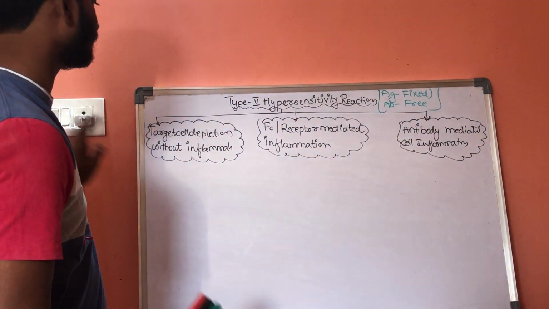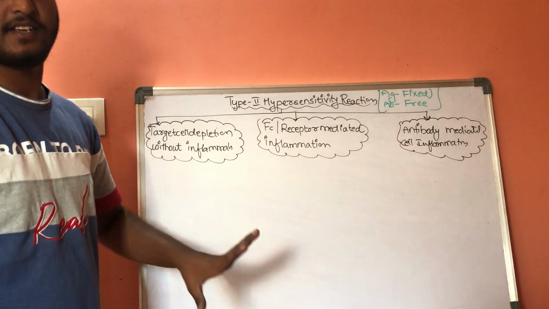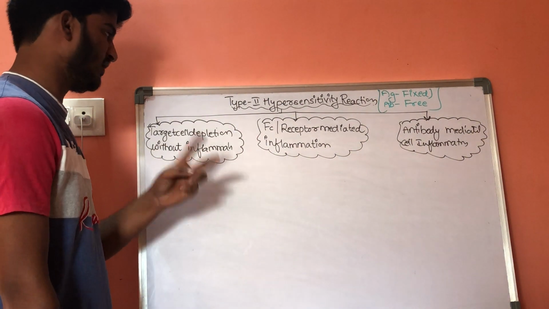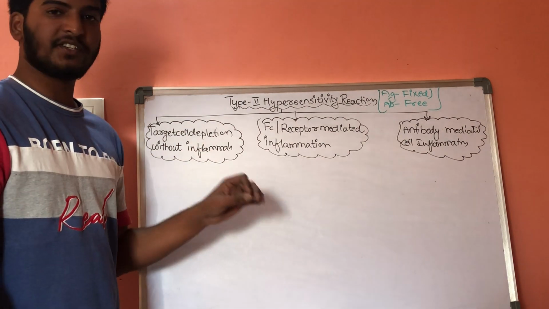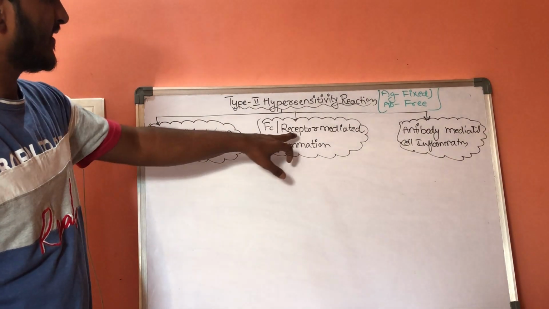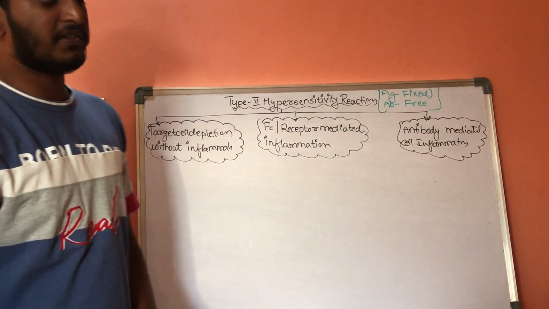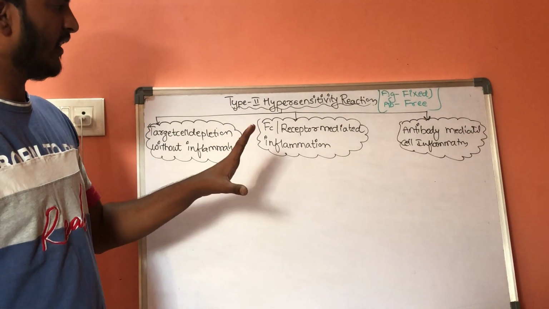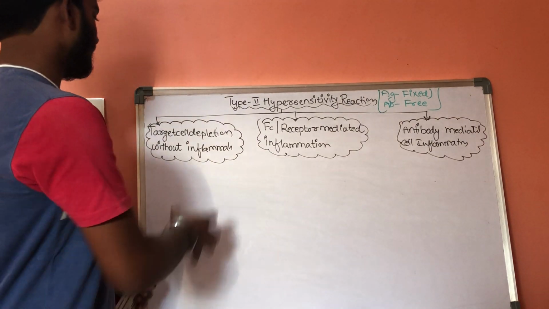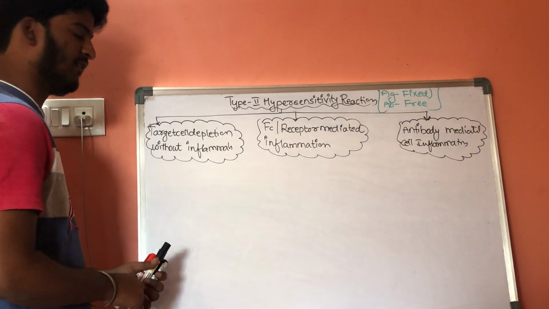Now, under type 2 hypersensitivity reactions, it is categorized into 3 forms, that is target cell depletion without inflammations, receptor mediated inflammations, and third one is antibody mediated inflammations. Now, let us discuss each and every one in detail. First, let us discuss target cell depletion without inflammation.